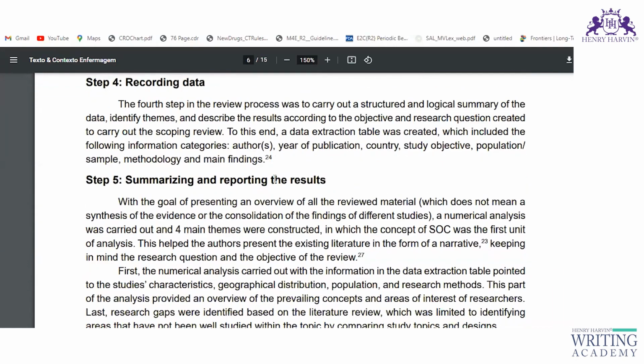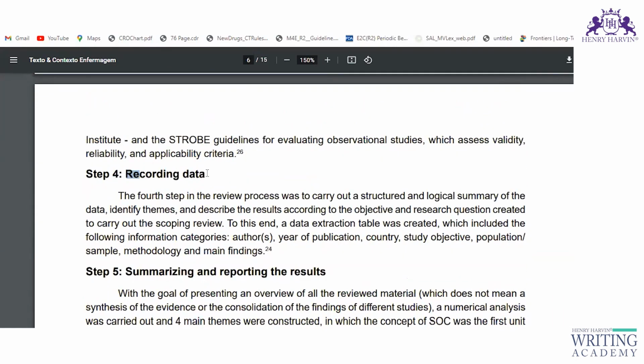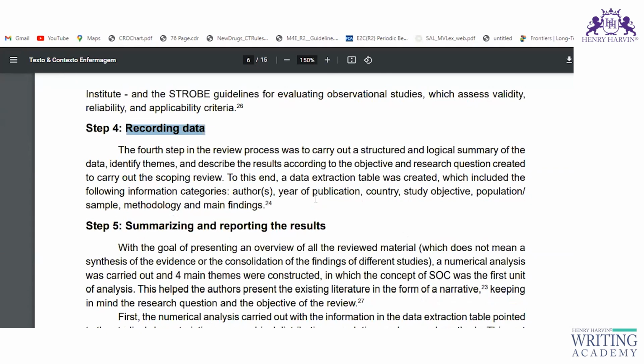The next step is recording of data. Recording the data means extracting the information which is significant to you.